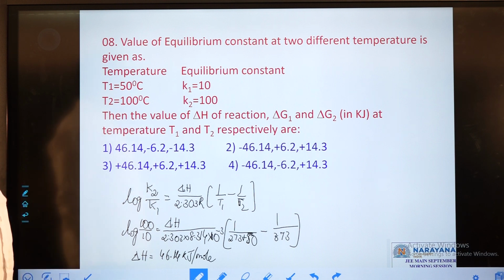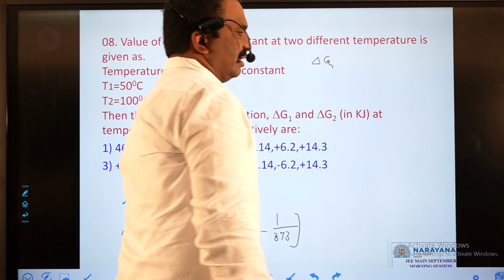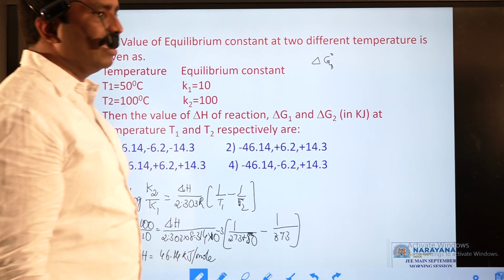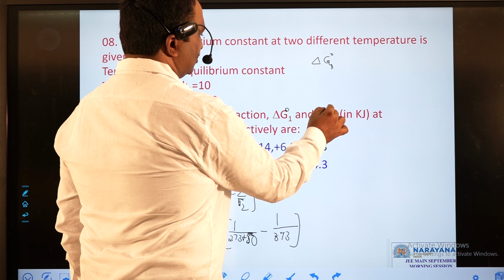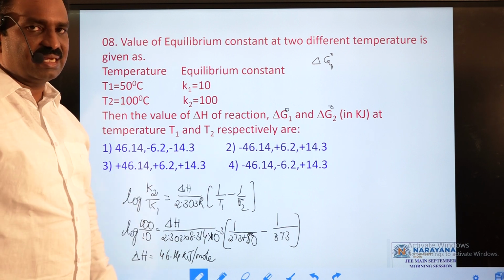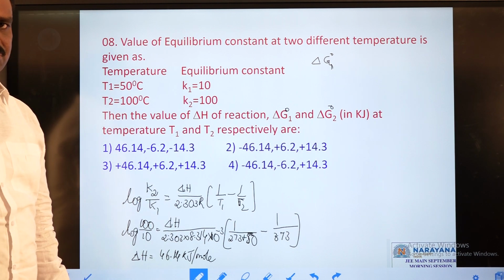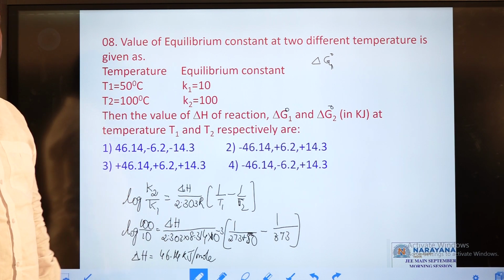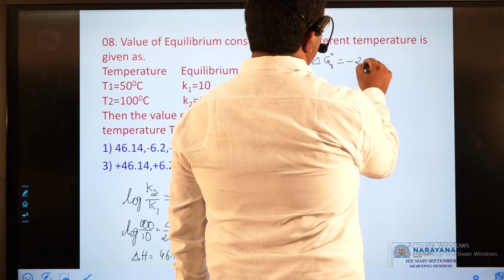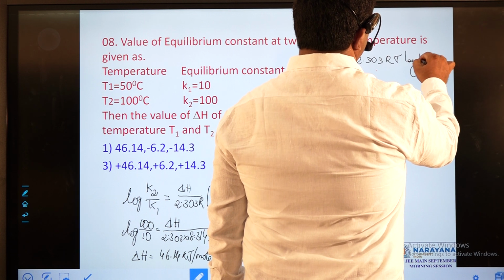Next, delta G1 and delta G2. Delta G1 means at temperature T1. We can say it is delta G1 naught. Might be in the question they had given G1 naught and G2 naught because equilibrium constants are given. If they are asking delta G1 and delta G2, we have to write 0. Delta G1 naught might be as per the student's memory they gave like that. So I am correcting that it is delta G1 naught, which is equal to minus 2.303 RT log Kc1 or K1.